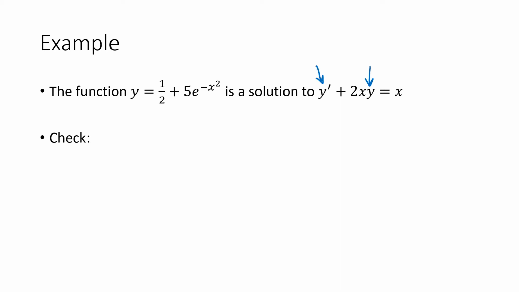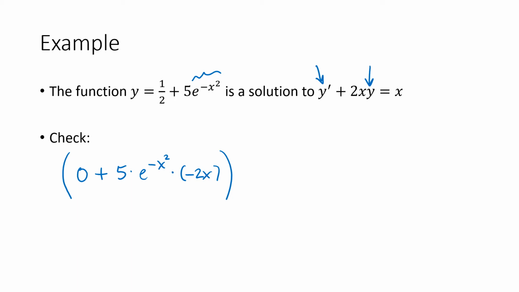And then what we're going to try to figure out is whether the left-hand side equals the right-hand side, no matter what x is. So we're not going to plug anything in for x. We're going to leave the x as an x. So the y prime is going to be the derivative of 1/2 plus 5e to the minus x squared. 1/2 is a constant, so the derivative of 1/2 is 0. 5 is a constant multiple. For the derivative of e to the minus x squared, we're going to need the chain rule. The derivative will be e to the minus x squared multiplied by the derivative of minus x squared, which is minus 2x. So that's the y prime.